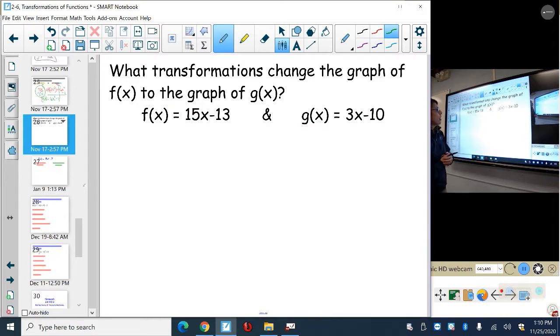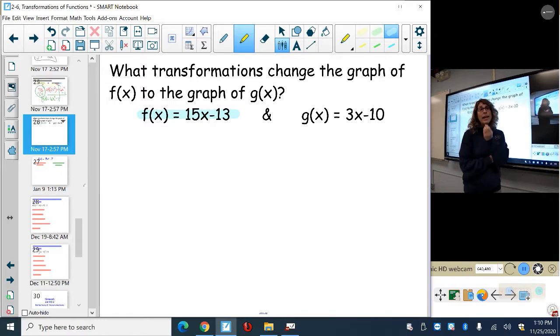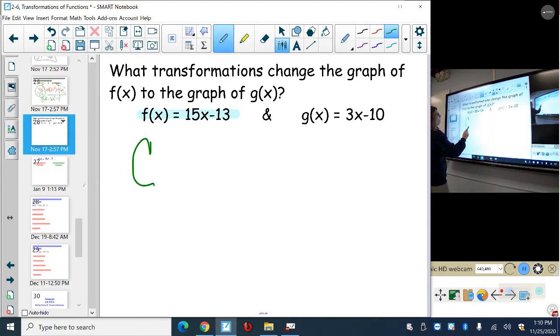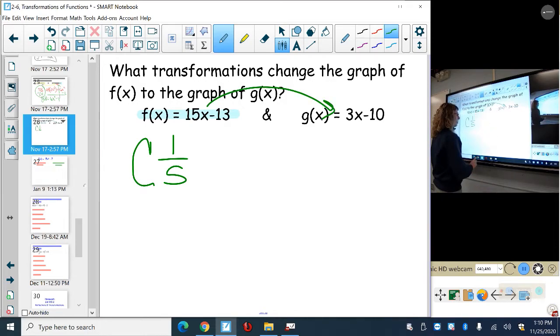What transformations change the graph of f of x to the graph of g of x? Okay, so I'm right here. How am I going from 15x to 3x? What did I do? 15x to 3x. Well, I'm dividing by 5, but I can't divide by 5. I have to do multiplication. So when you divide by 5, what is that the same thing as? Multiplying or compressing by 1/5. So I compressed it by 1/5 to go from the 15x to the 3x.